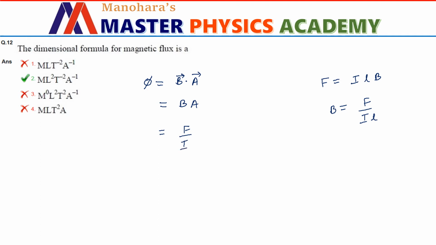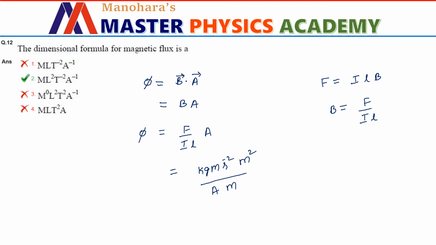So don't think this is a new formula for flux. Here, I just wanted to know their units. That's why I'm doing this kind of thing, which should not be done for numerical exercises. So F has unit Newton, which is kg meter per second square, and A is area, which has unit meter square, current has unit ampere, length has unit meter.